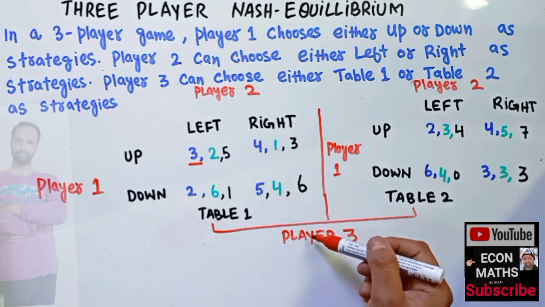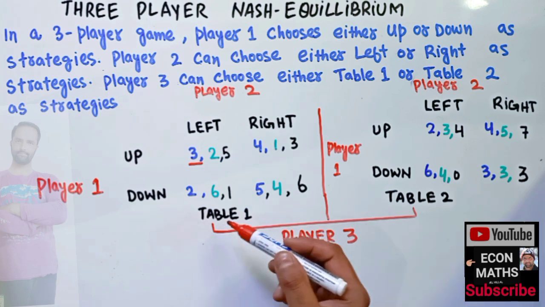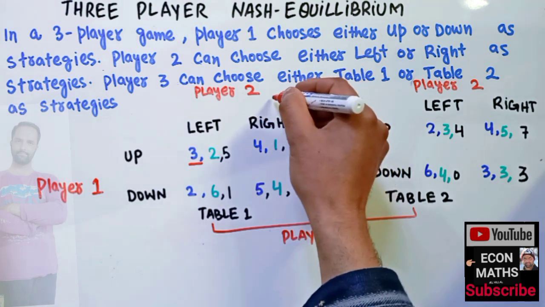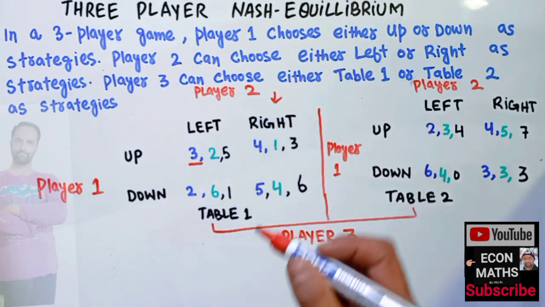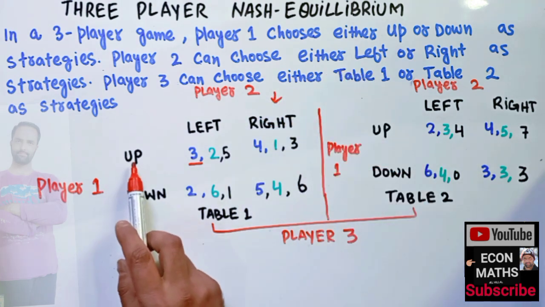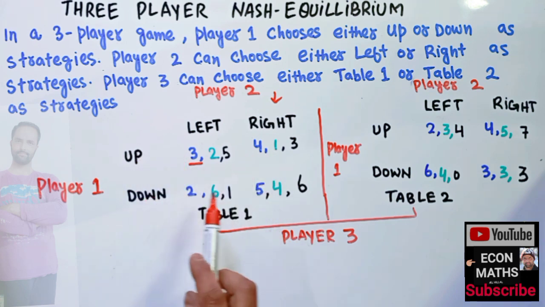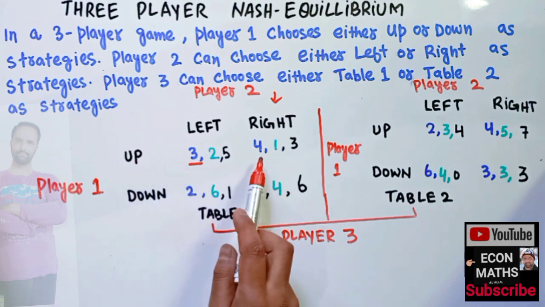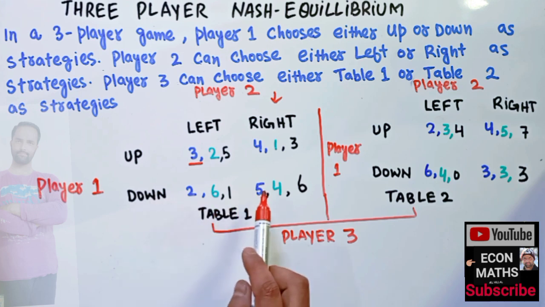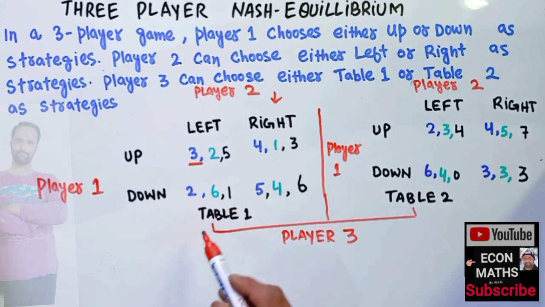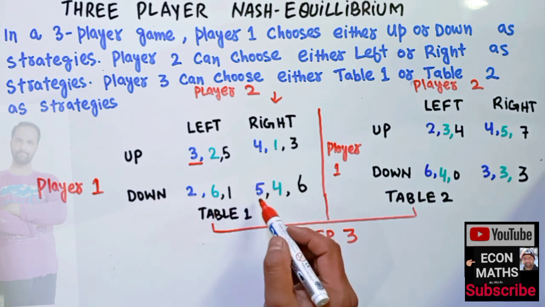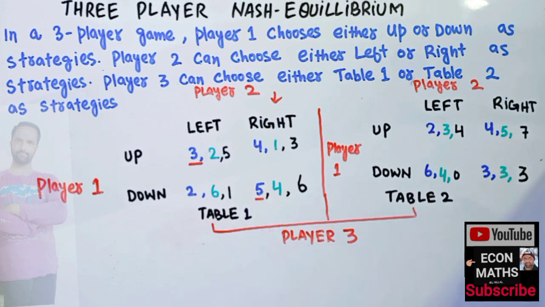Again, let us say player 3 chooses table 1 and this time player 2 chooses right. Okay, what are the options for player 1? Either to go up or to go down. Up gives him a payoff of 4, down gives him 5. Obviously 4 is less than 5, so he will choose the greater amount here. So let us underline this.